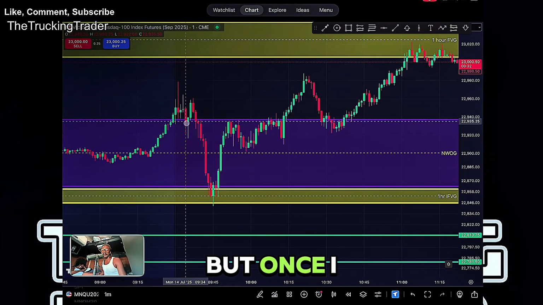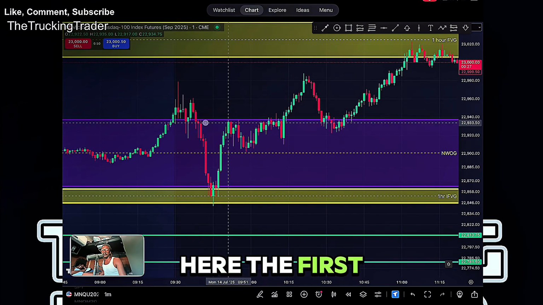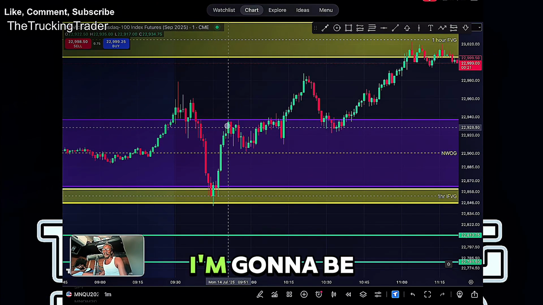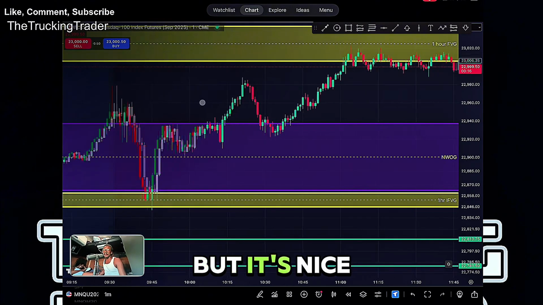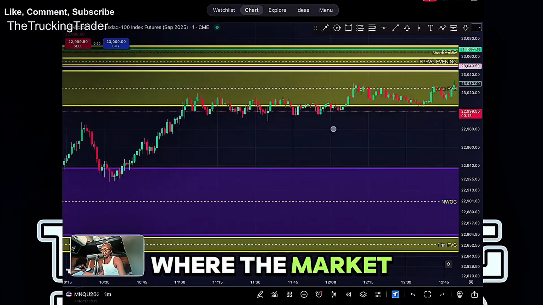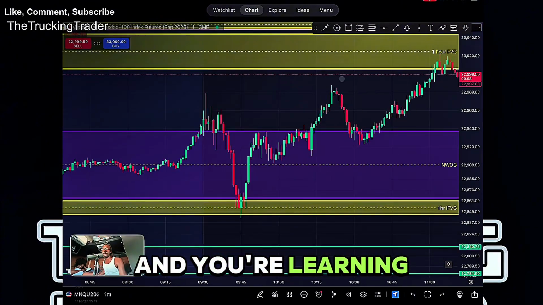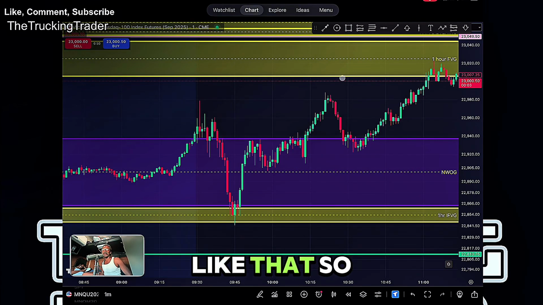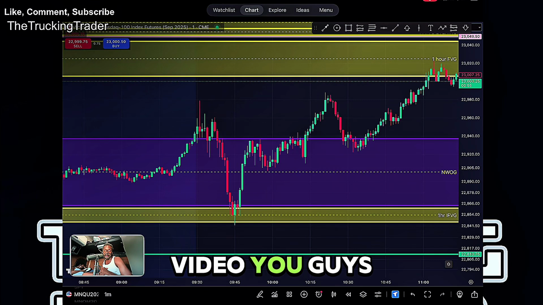But once I saw these 2 order blocks right here on the 1 minute time frame, and price goes up in here the first time, touches it and starts rejecting a little bit, I'm just going to get out of the trade. I'm going to be honest with you. That's the realistic thing I would have done. But it's nice to just have targets and know where the market could want to draw up to, especially if you're a new ICT trader and you're learning about liquidity and what moves the markets and everything like that. So it's nice to have at least a roadmap of what to do and what you're looking for. So that's the video, you guys.